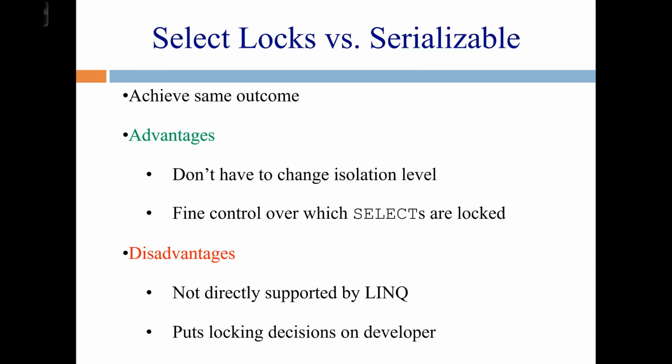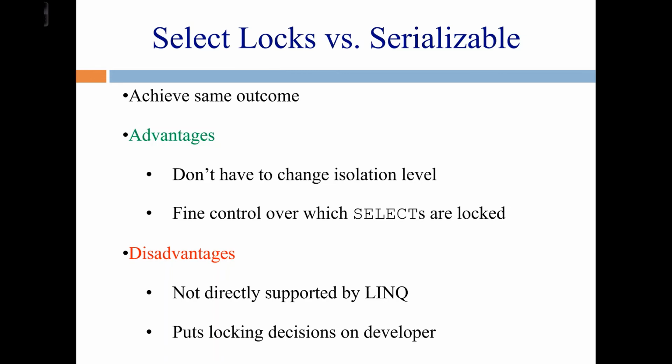So what's the difference between this versus serializable isolation level or transactions of various isolation levels? The advantages of a select lock is we don't have to change the isolation level. We can just explicitly lock things that we need to lock. And it gives us fine control over which selects are locked, although with that caveat that we don't actually know how it's going to work based on the different implementations of different database engines. We can't actually guarantee that only the rows we want to be locked will be locked.